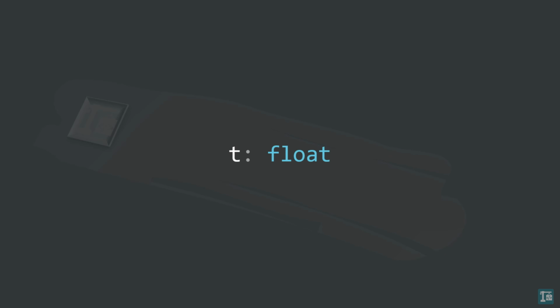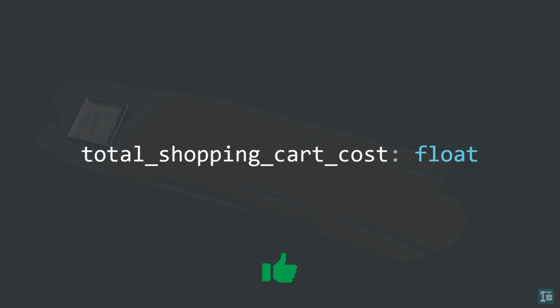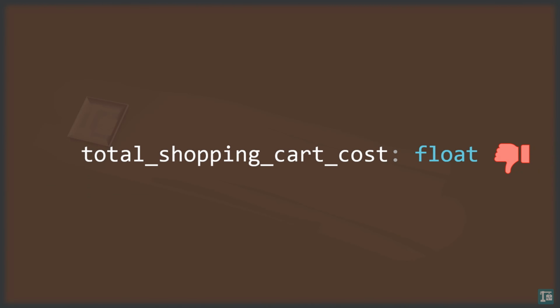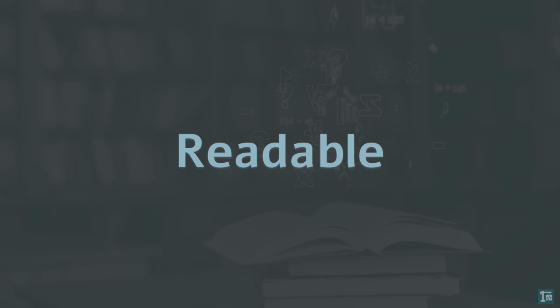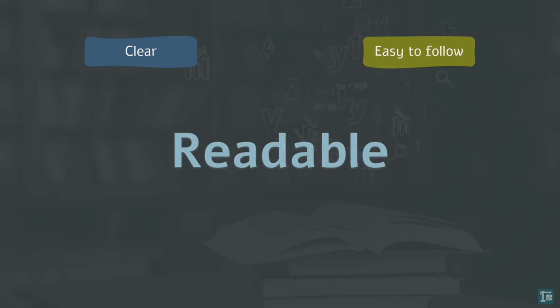Ever been told to use long descriptive variable names in your code? Like total shopping cart cost instead of just T? Well, what if I told you that sometimes shorter names can actually make your code better? What do I mean by better? I mean more readable, clearer and easier to follow.